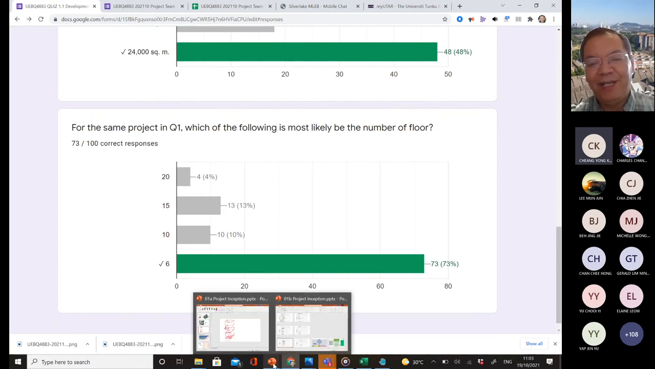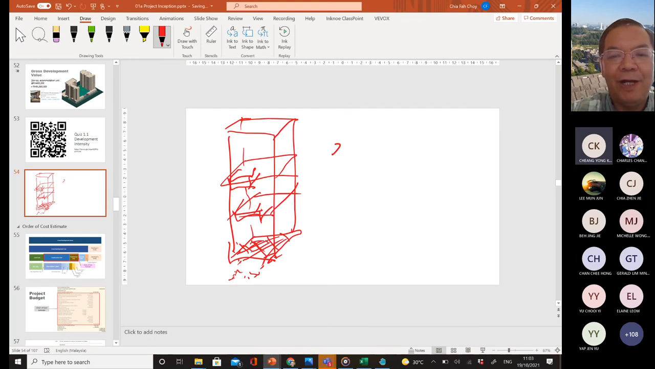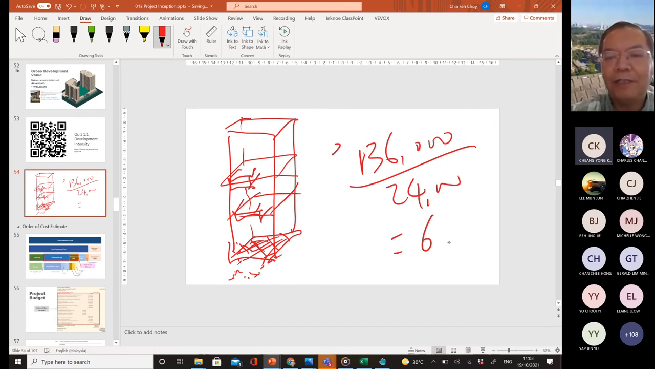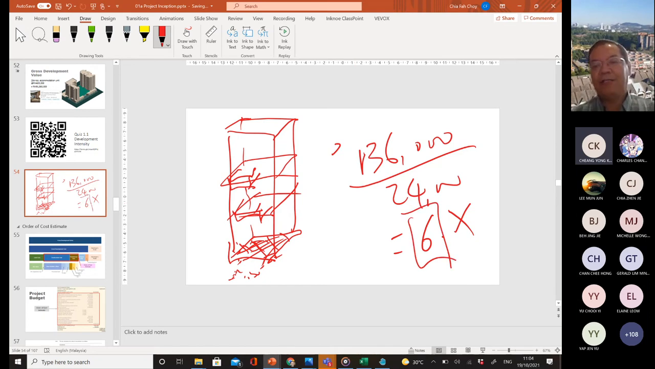So 136,000 divided by 24,000, you have 6 point something number of floors. Therefore, we assume you can build 6 floors, because the number of floors is a whole number, an integer. You cannot say that I built 6.5 floors. It's not impossible, but normally we don't have such a thing. So therefore, we round it down. The answer is 6 floors.